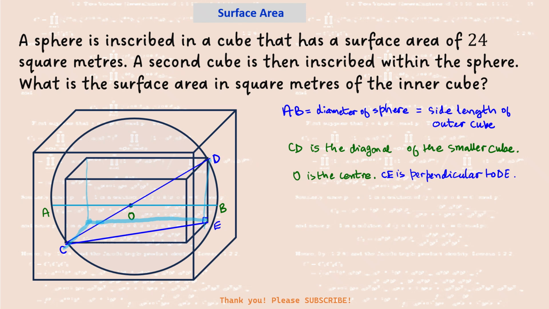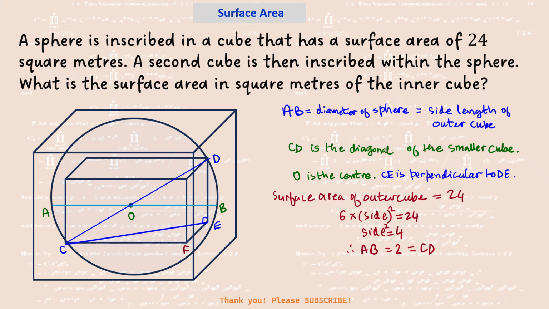So then we move on to find the lengths of the sides. So the surface area of the outer cube is 24, and this would give us that the side length of the outer cube would be 2 meters. And then CD equals AB, so that would be 2.